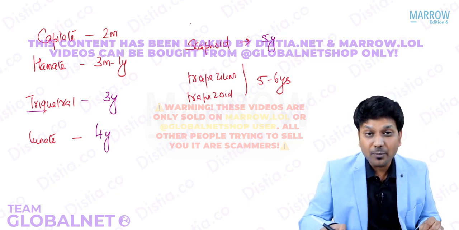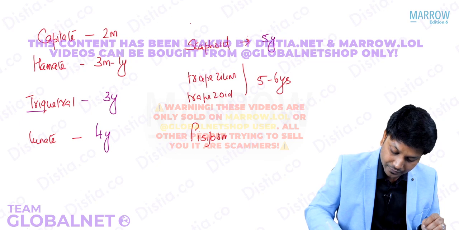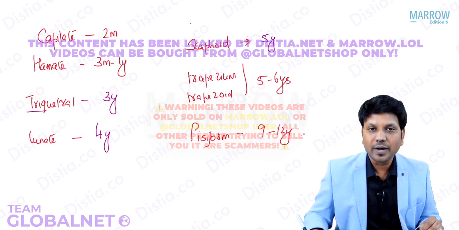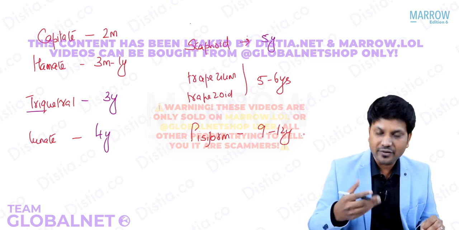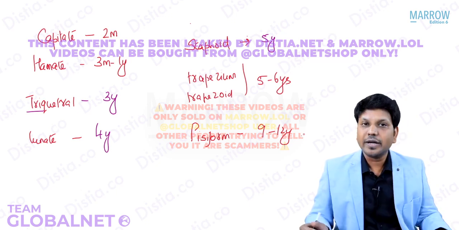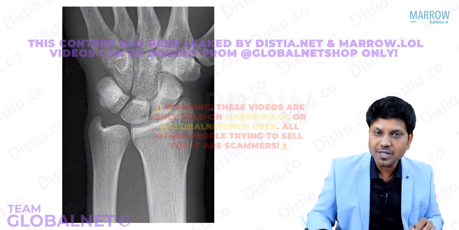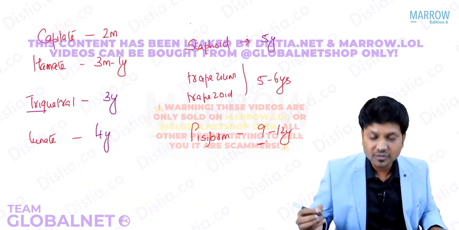What is the last carpal bone to appear? The last carpal bone to appear is pisiform, which is 9 to 12 years, right? So you can remember captain, vice captain, triquetral 3, lunate, scaphoid, trapezium, trapezoid, and the final bone is pisiform, 9 to 12 years. So if you are able to see all the 8 carpal bones, then you can say all the 8 carpal bones have appeared. The minimum age of the person must be 9 years, right?